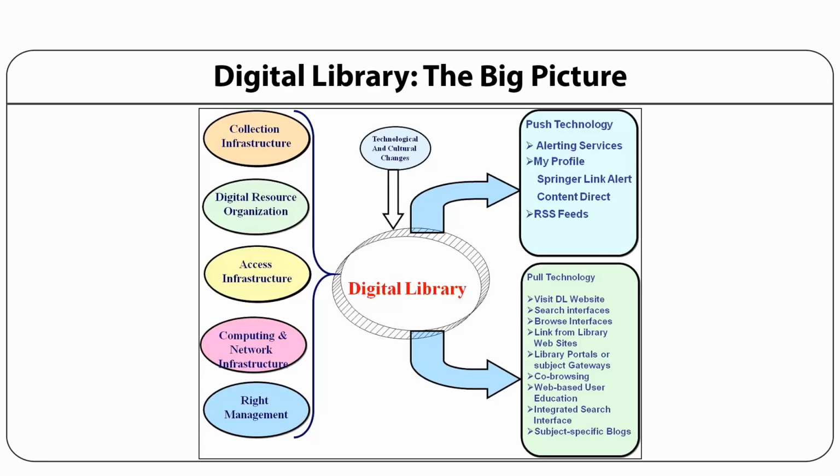Uniform resource characteristics or metadata plays an important role in organizing digital libraries. Access infrastructure in a digital library consists of search and browsing interfaces, subject gateways, and integrated and federated search programs. Computers and network infrastructure. A typical digital library is a distributed client server environment, consisting of hardware and software components at the server side as well as at the client side.